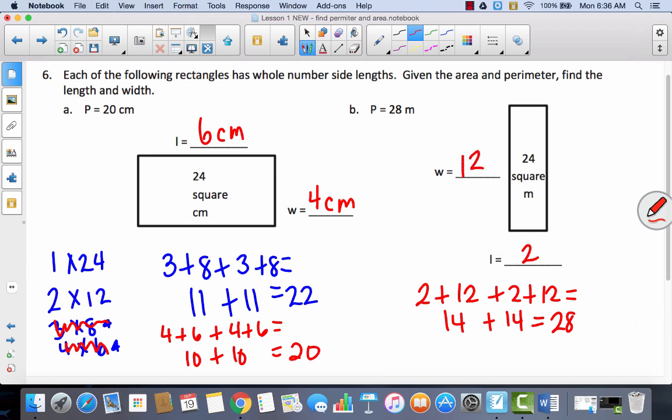So today we talked about area and perimeter, and we learned some formulas. We learned that area is length times width, and we learned that perimeter is length plus width plus length plus width.